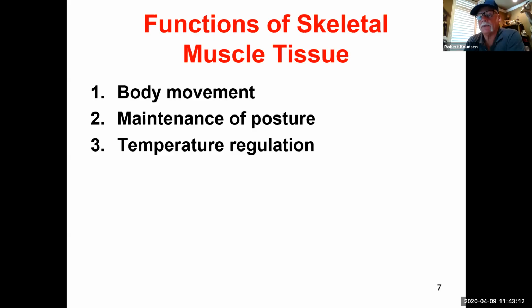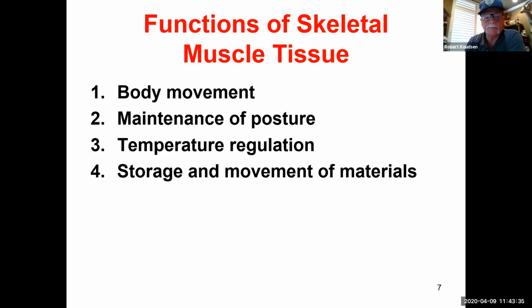Temperature regulation. We talked about this. Every time a muscle contracts, whether it's a twitch or whether it's complete contraction, you use ATP to put it back. And when you do that, you burn ATP and it produces heat. So temperature regulation. When you're too cold, you may not know this, but your muscles are slightly contracting to burn ATP to create the heat.